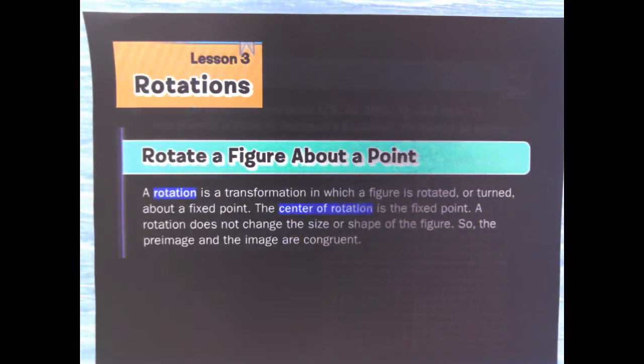So what am I turning around? That is the center of rotation. A rotation does not change the size or shape of the figure. So again, the shape and the size all stay the same. We're just moving the figure around, and we're turning it around a certain point called the center of rotation. So again, just like translation and reflection, the pre-image, our starting point, and the image, our ending point, are congruent, which means they are exactly the same.